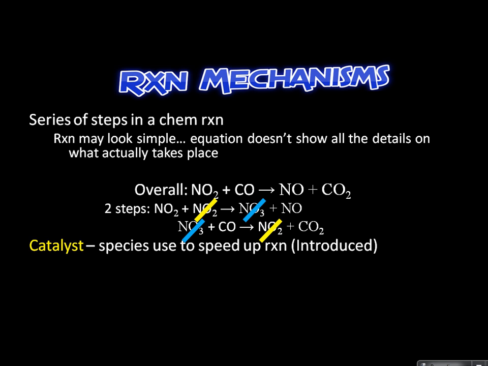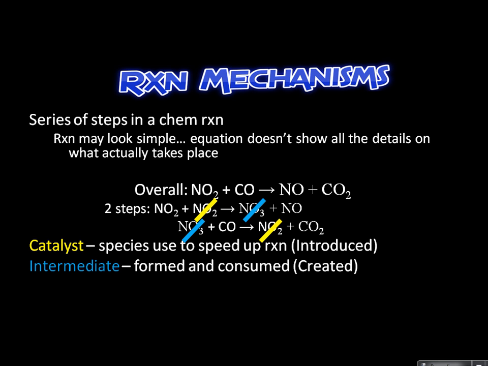And the order of the steps matters. If I were to flip the first step and the second step, then that changes everything. But the yellow ones are a catalyst because it is introduced in the reaction. Notice though, it cancels out. An intermediate is formed and then consumed. So it was created in the reaction, but it does not make it into the final reaction, the overall equation.